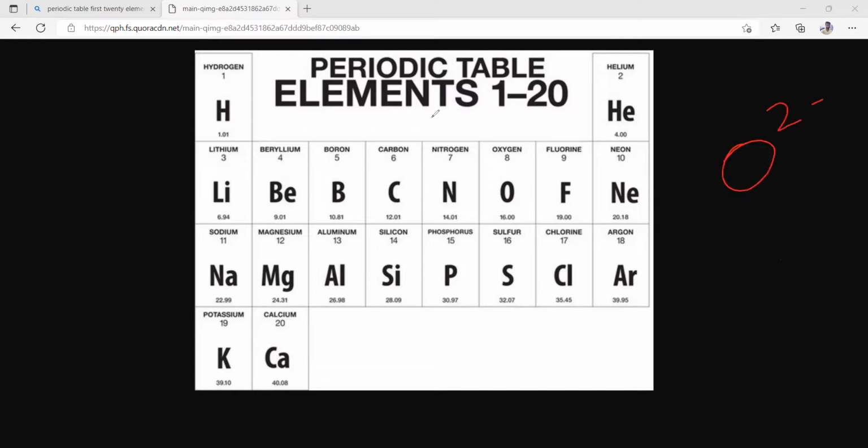Like the same, you tell me for oxygen. O2-. The atomic number is 8, mass number 16. Now you tell me how many electrons are there in O2-, 8, 16, 2-? 10. Very good.